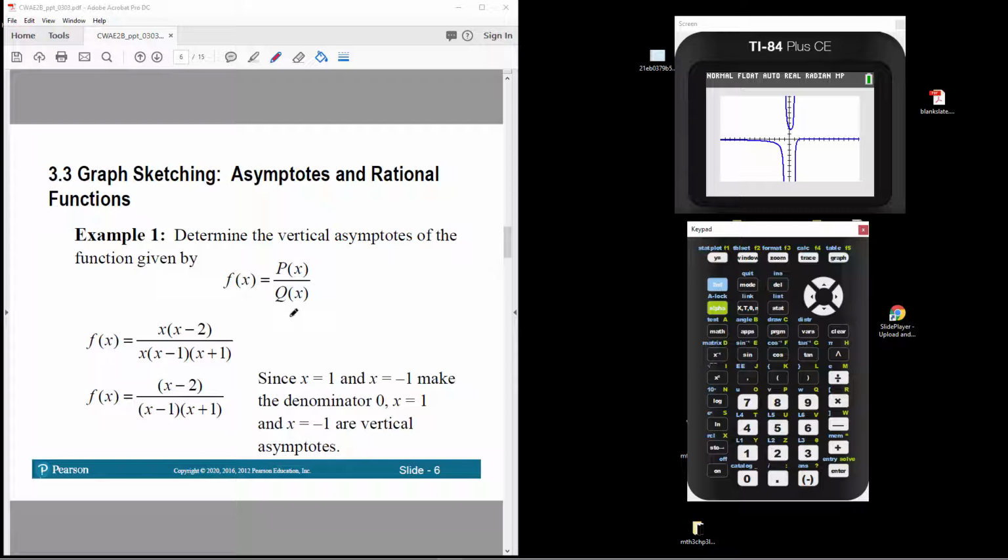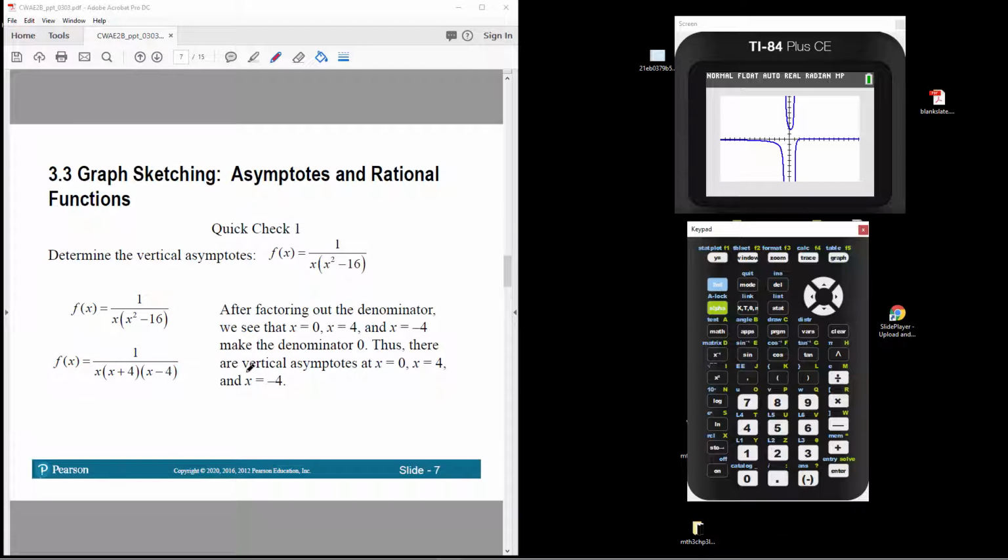Now we look at this graph here. There's a graph of this function. For this one, they factor it out, and nothing cancels out. So it has vertical asymptotes at 0, 4, and -4. It'll behave in a similar fashion, except it'll have three places where it has asymptotes. The previous one had 2, at 1 and -1.